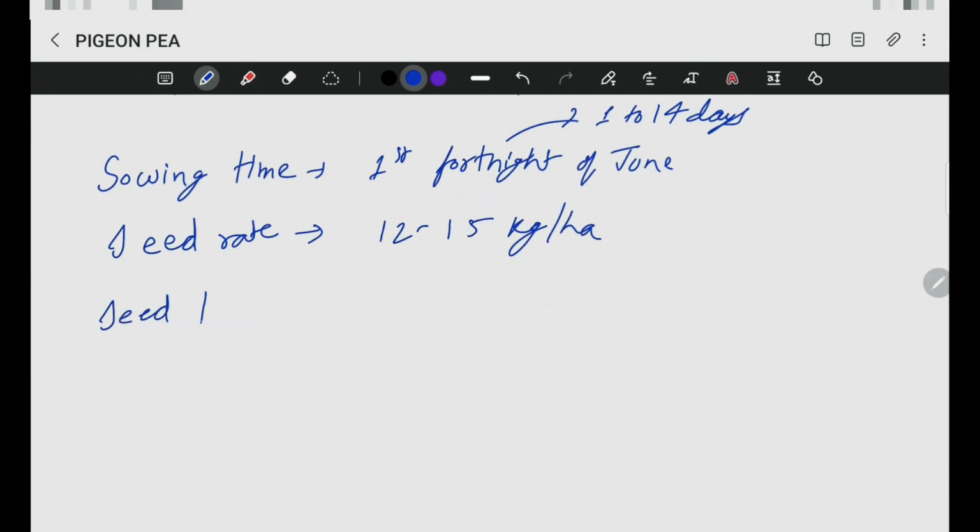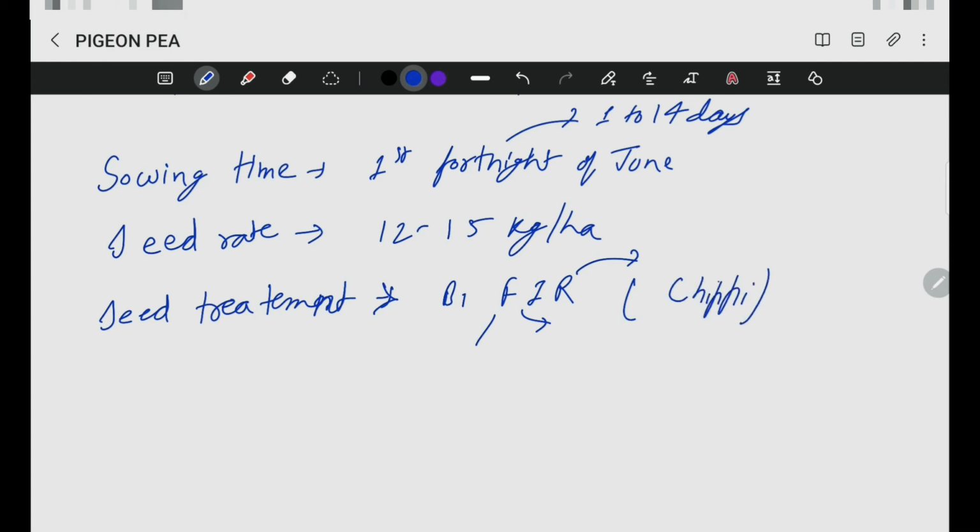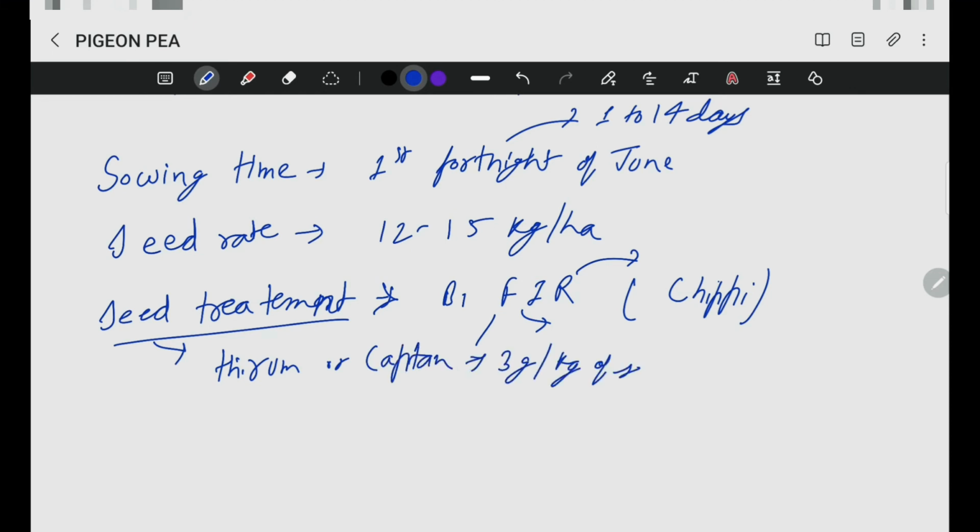When we talk about seed treatment, guys, I am writing in front of you, so you must write. To have a better memory and to grasp the things for a longer time, you must write with me. Okay, seed treatment is done by the FIR method. Here F stands for fungicide, I stands for insecticide, and R stands for rhizobium. This FIR method is also used in chickpea seed treatment. Okay, so remember it. Seed treatment is also done with thiram or captan, with 3 gram per kg of seed.